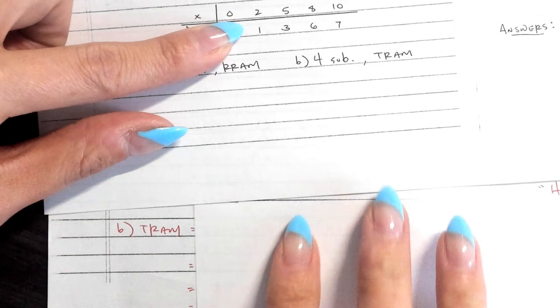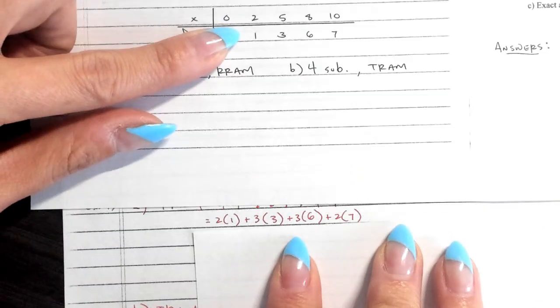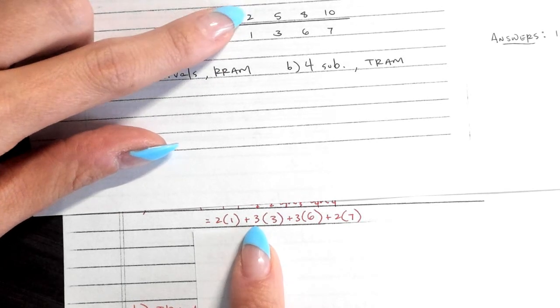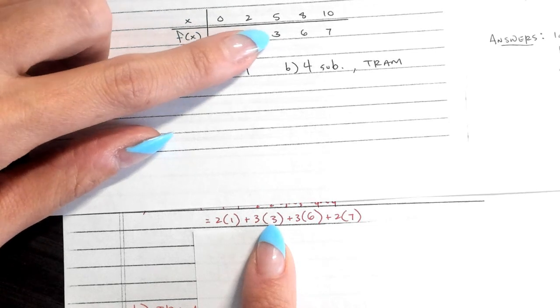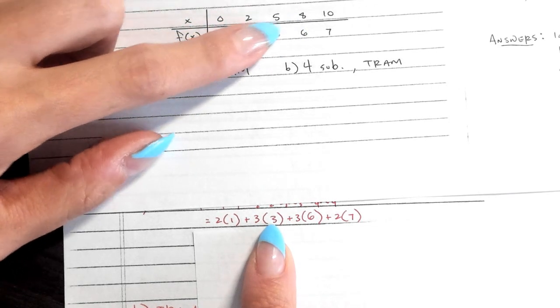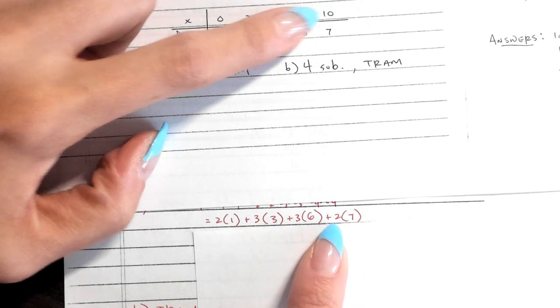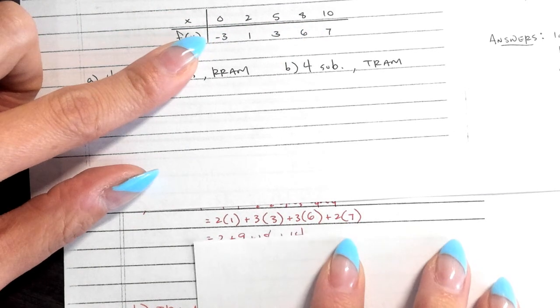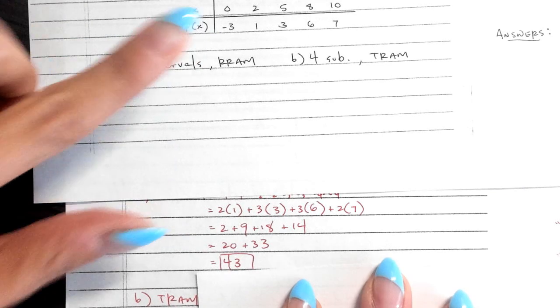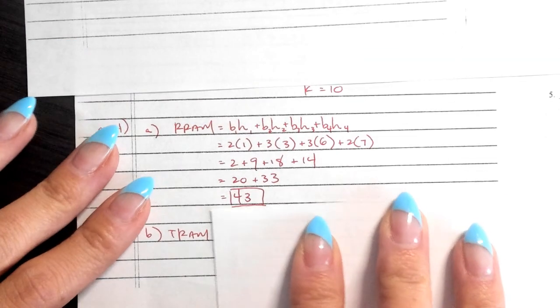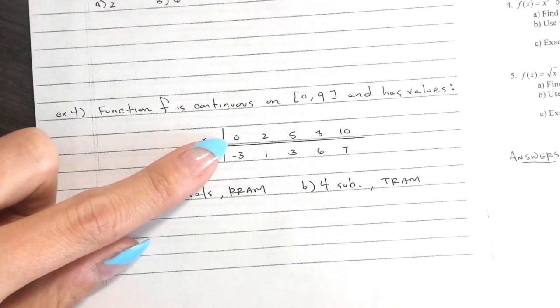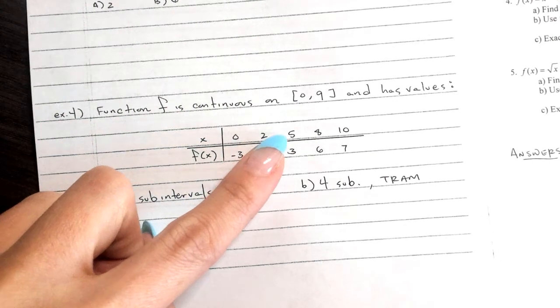So when we look at our numbers, we have a 2 as a base and then a 1 as a height. We have a 3 between the 2 and the 5, and then we have a 3 as the height. We have a 3 between the 5 and the 8, and we have a 6 as the height. We have the 2 between the 8 and the 10, and we have a 7 as the height. And then we just multiply and we add. Okay? So that is 4 separate rectangles. Okay. For TRAM, you need literally 4 separate trapezoids. So you have 4 trapezoids where the base is 2 and 3 and 3 and 2.